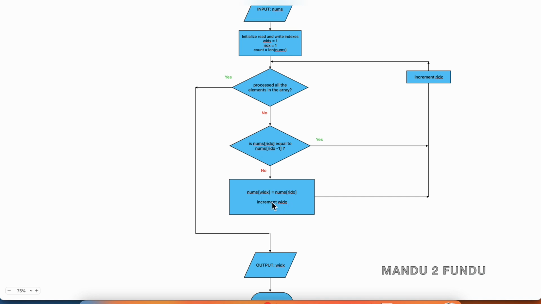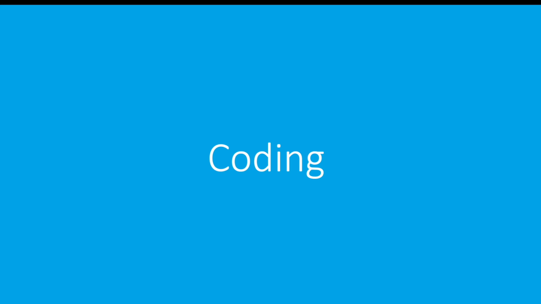Then increment the write index, and we increment the read index regardless of whether they are matching or not, so that we process the next element in the array. We repeat this until we reach the last element. Then finally we come out and return the write index. Let's move on to coding.